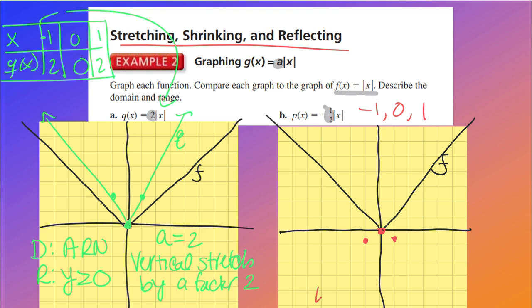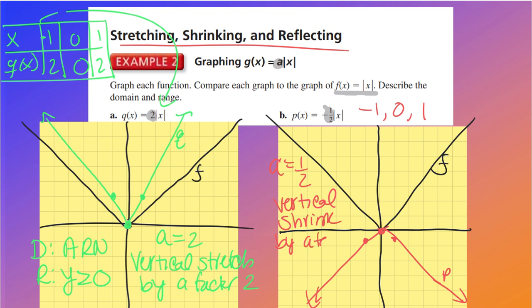That means my line is line P. So what happened here? A is half. We know that A is half, it was given. So it's a vertical shrink by a factor of half, with a reflection. It's a reflection because it's negative over the x-axis. My domain is all real numbers, and my range is y is less than or equal to 0. Why? Because it's negative.